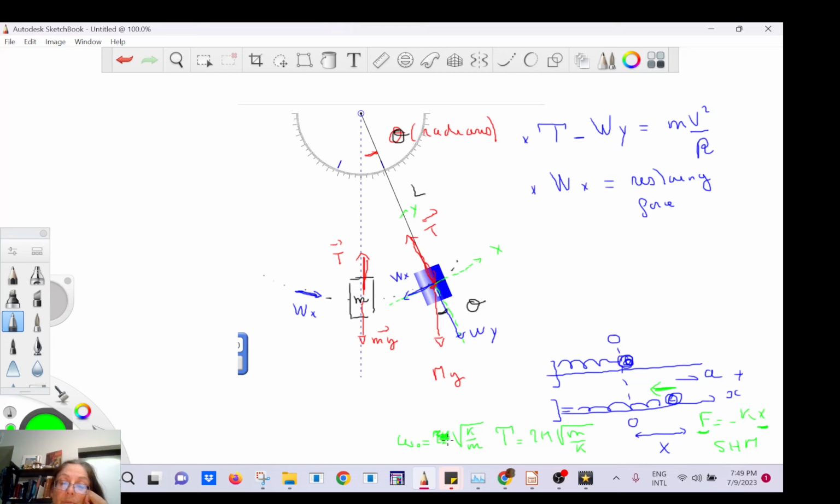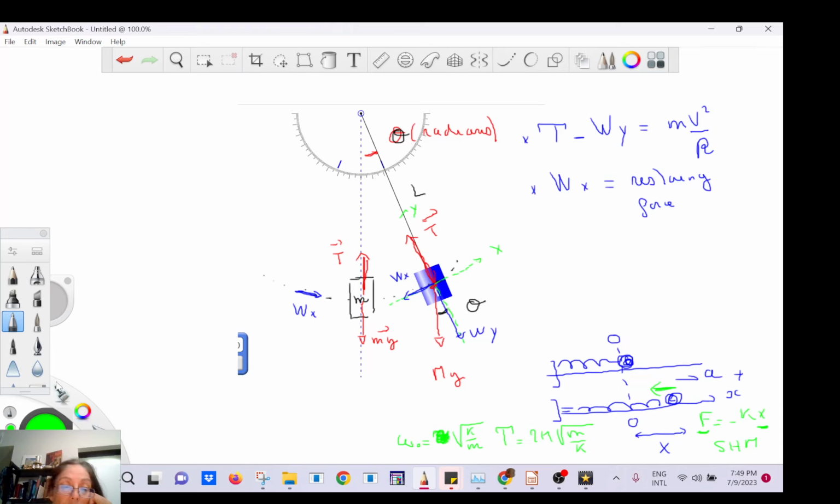No, there is no 2 pi. There is just the square root. So this is the angular frequency, just how many radians per second, right? We'll get back to that, but that's what we did last time. So let's see if we can get something similar here.